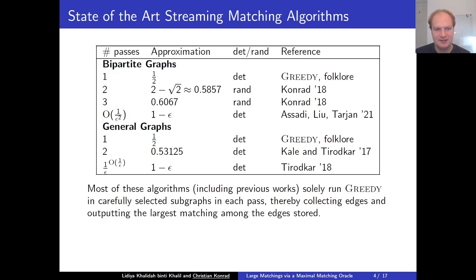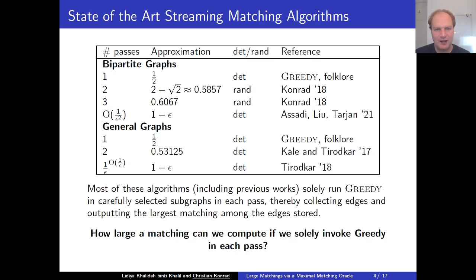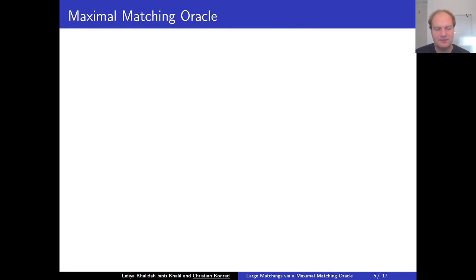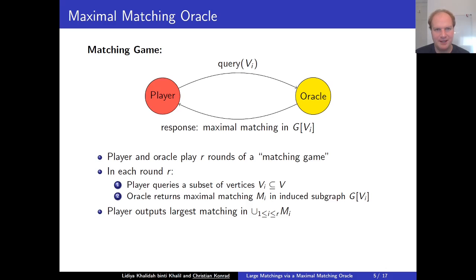And this leads us to the research question that we ask. We would like to know how large a matching we can compute if we solely invoke greedy in each pass. Now, we studied this perspective as follows. We model the whole process of computing maximal matchings via a game between a player and an oracle. We have the following matching game that we study in this paper.